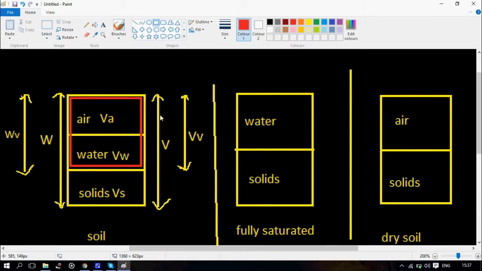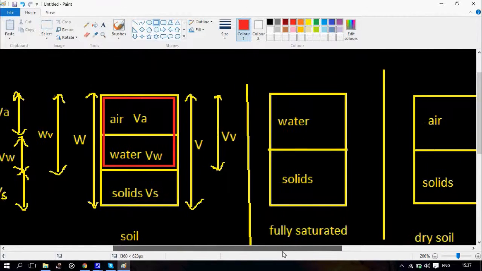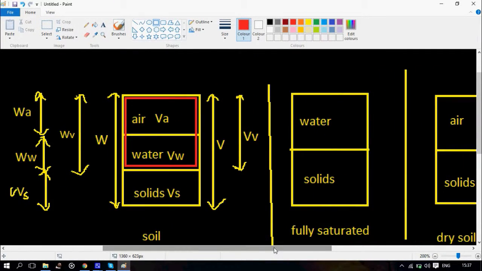Now vice versa, if the voids are filled with air instead of water, then this occurs, and this is called a dry soil. That's how the three-phase system and two-phase system are defined, and we will look into the derivations and more formulas in the next video.